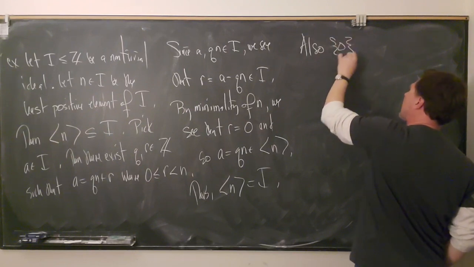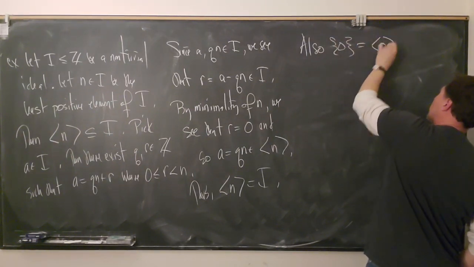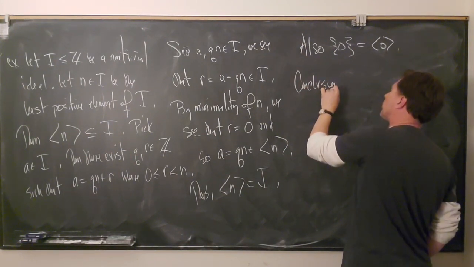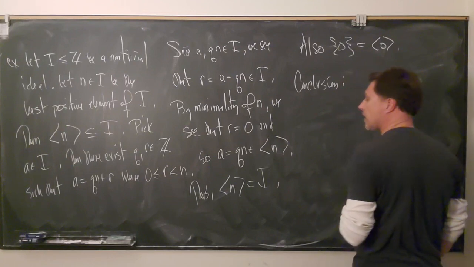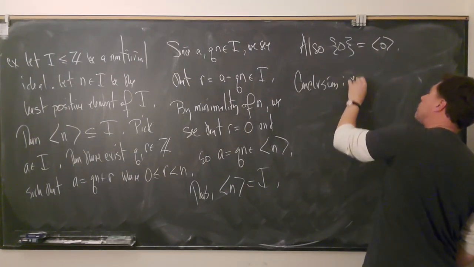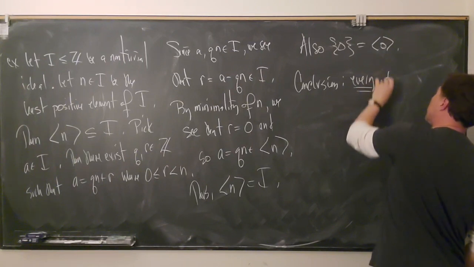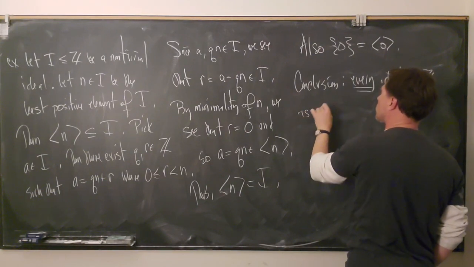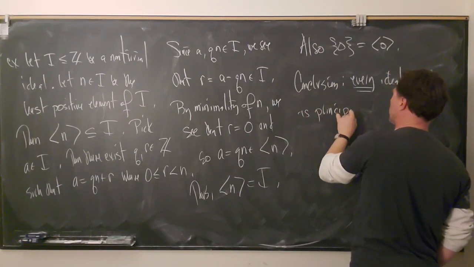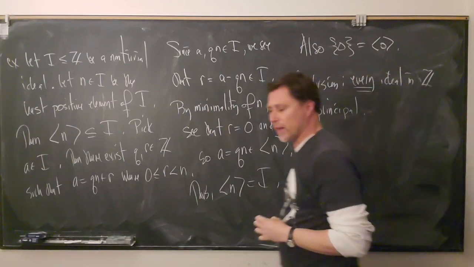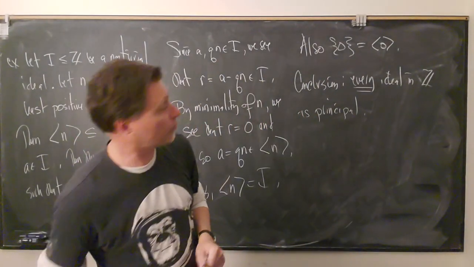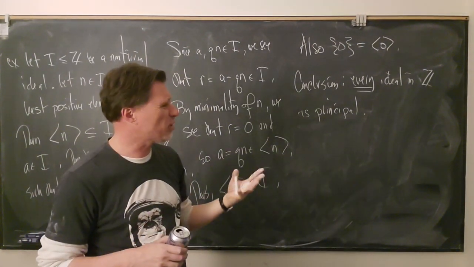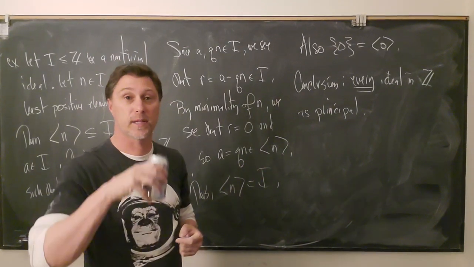Also, to finish this off, the trivial ideal is equal to the ideal generated by 0. So the final conclusion is that every ideal in Z is principal. You might want to compare this with the result from group theory that every subgroup of Z is cyclic. Principal ideals are sort of the ring theoretic analog of cyclic subgroups.